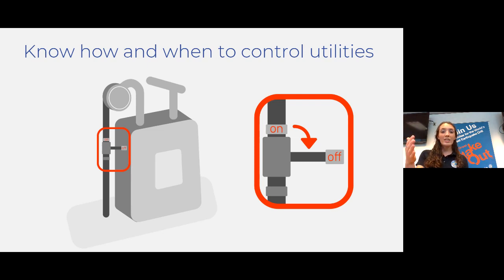So if you have utilities like natural gas, make sure you know how to turn it off. And also make sure you teach your family where the water shutoff valve is for your home. That'll be a valve clearly labeled in your home, not the one out in the street.